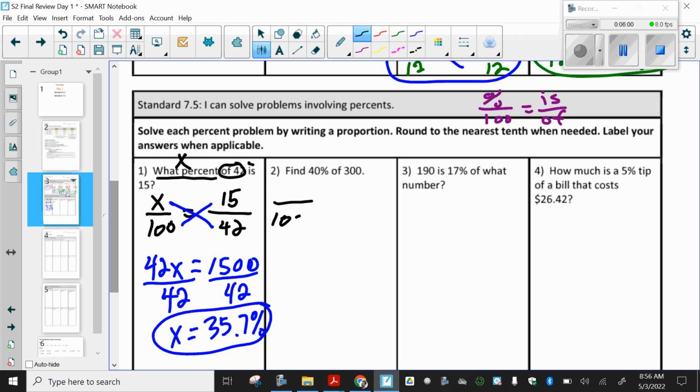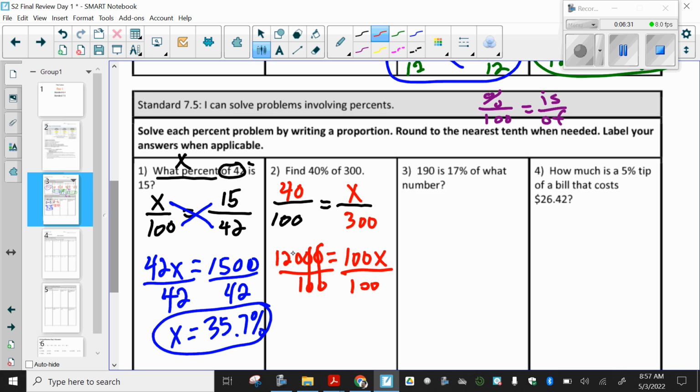All right, let's set it up again. Blank over 100 equals blank over blank. We know it's percent and is over of. I have 40%. I'm going to put it on that side. I have the of down here, but I don't have this. So let's multiply. 40 times 300 is going to be 12,000. The other side is going to be 100x. All right. I'm going to divide both sides by 100. That's going to leave me 120 equals x. That's right. Nice clean number.